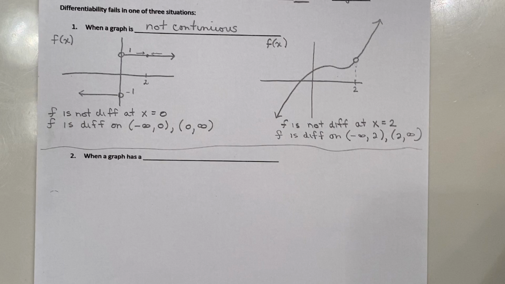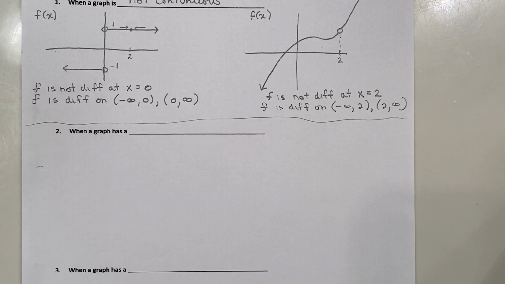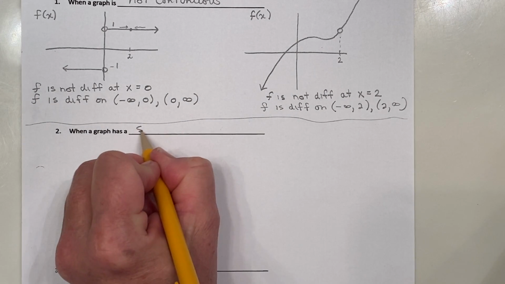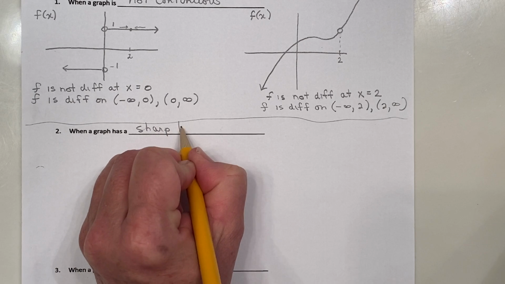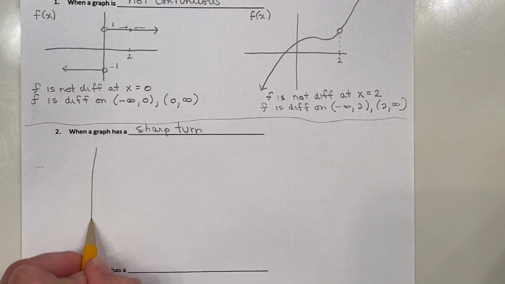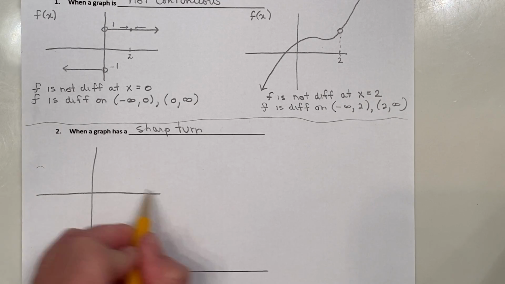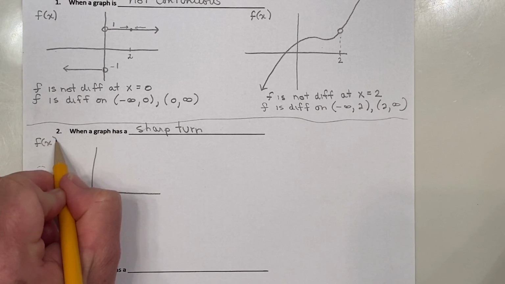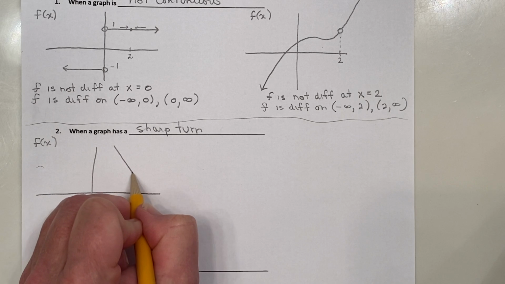All right, let's look at situation 2. When else would a graph not be differentiable? Well, that's when a graph has a sharp turn. So let's look at two graphs that have sharp turns in them. I think the first one's going to be the most obvious. I'm going to look at an absolute value graph. So maybe I'll put it right here.